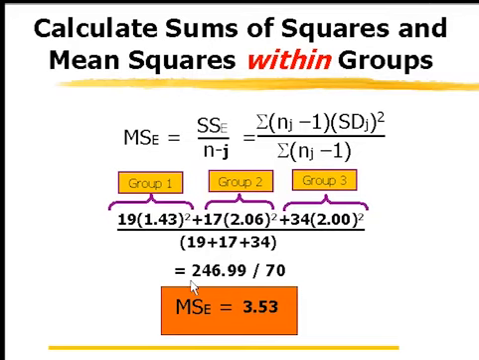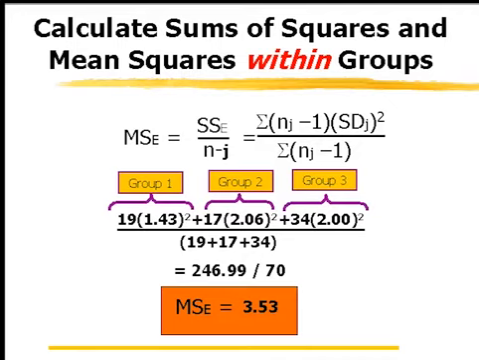That gives you a score of 246.99, divided by the 70, which gives you a mean squares of error of 3.53. The key here is that the standard deviation is what you get by subtracting the difference between an individual score and the mean score within each group and squaring that, times the number of people. This is how you get the mean squares within each of the 3 groups.